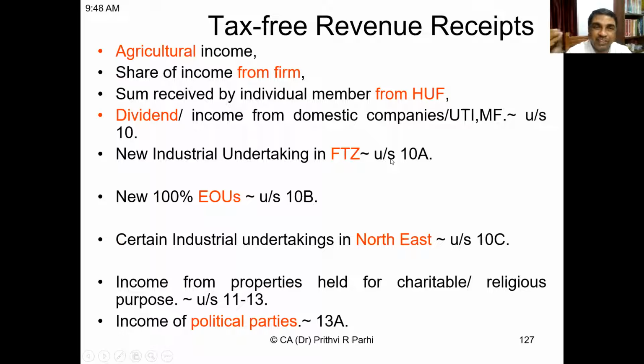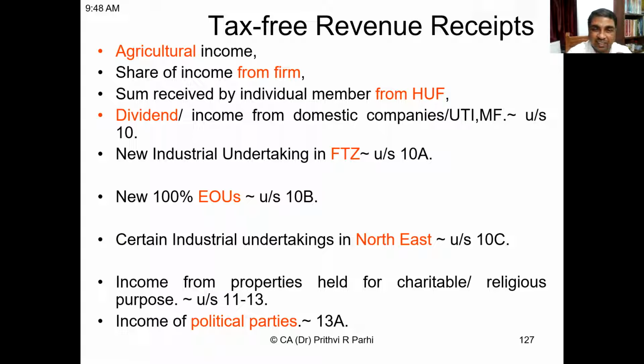Similarly, there are tax-free revenue receipts like agricultural income, share of income from a farm received by an individual member from HUF, dividend income of a domestic company, Unit Trust of India, mutual fund, the new industrial undertaking in a free trade zone, the new 100% export-oriented units. So even if they earn some revenue receipt, they are still exempt because of this specific exemption.